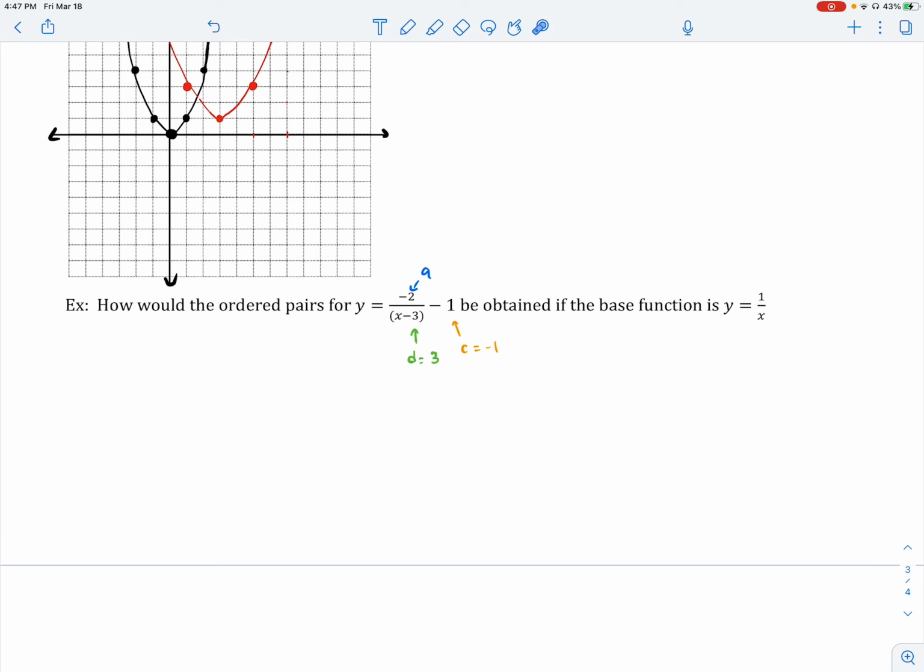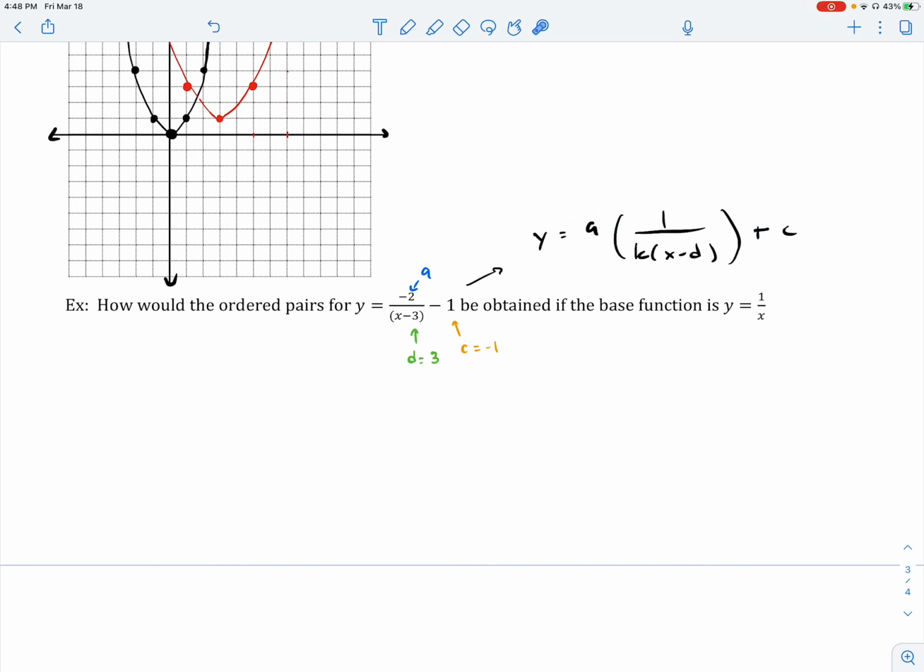So remember, a and c are done outside of the function, and k and d are always done inside the function. If you're really having a hard time looking at this one, you could look at it like this: a times 1 over k x minus d, plus c. You can see k and d are always inside the function, so they're in the bottom with x, and then a and c are done afterwards, outside.